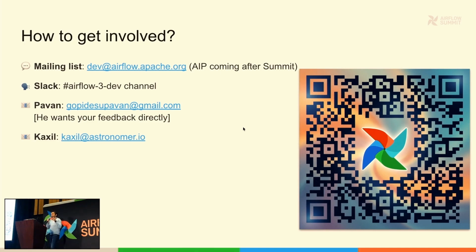How to get involved. Pavan already sent an email to the dev mailing list, which you can access using this fancy QR, or you just go to dev airflow.apache.org and you will see his email in the first 5 emails where he sends out his proposal of what he wants to do. This has not yet been translated into an Airflow Improvement Proposal. We were waiting for this talk to talk to you guys before we turn this prototype and the discussions that we have in this room and outside into an Airflow Improvement Proposal, which will happen very soon from Pavan.